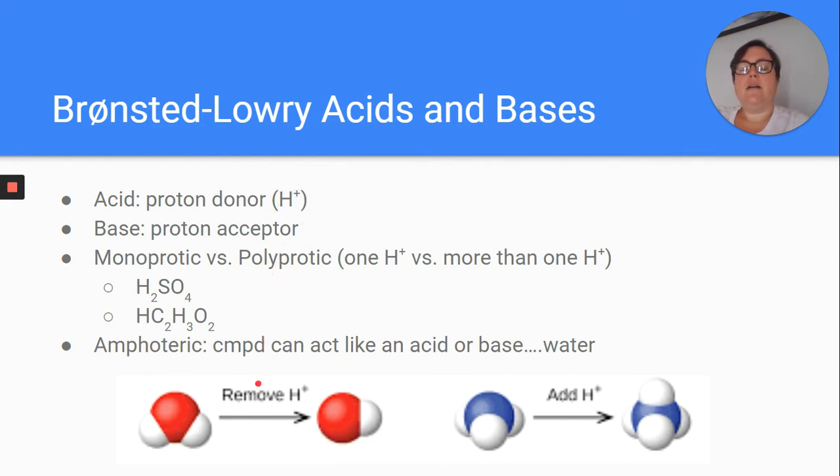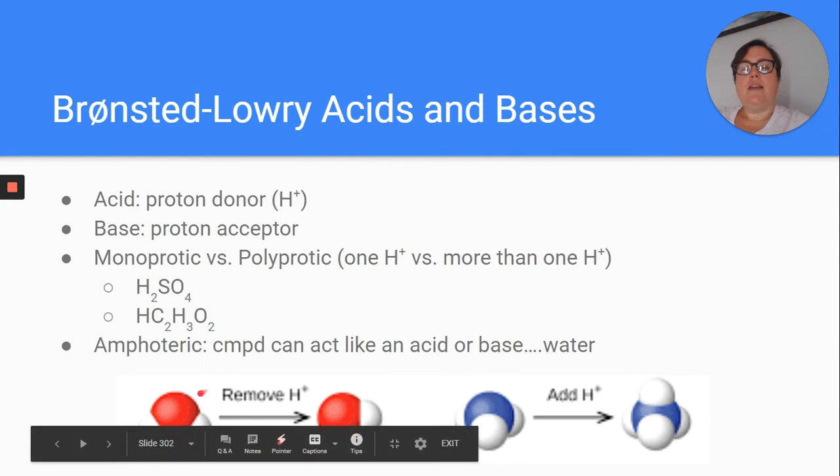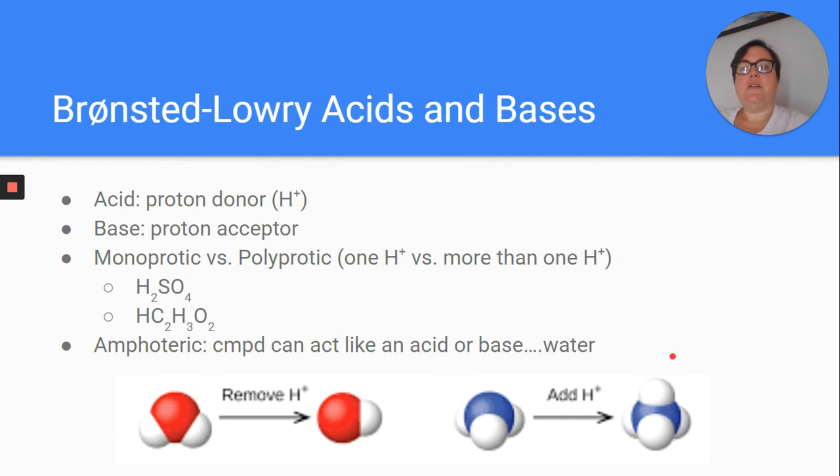So down here on the left, it's losing that H plus. It goes from having 2 hydrogens to having 1. So that's an acid. This is our acid donating the hydrogen. And then here we have a base that's accepting another hydrogen. So acids are proton donors, bases are proton acceptors.